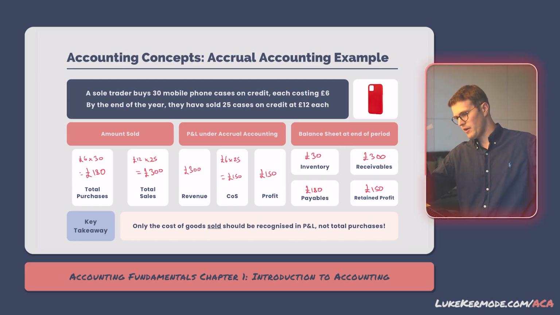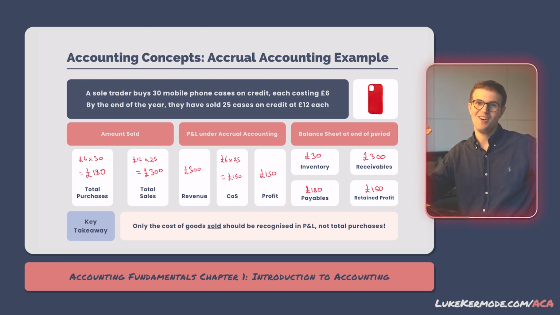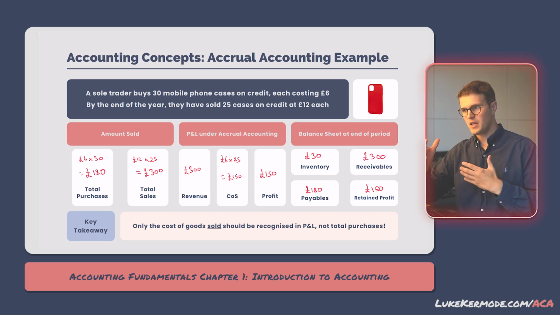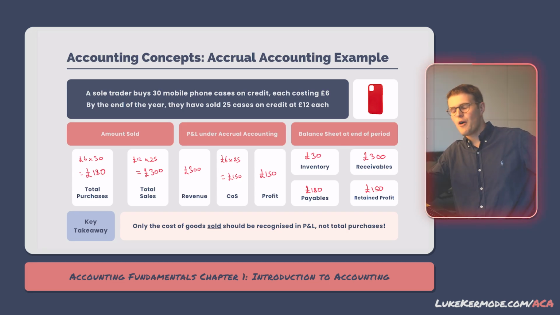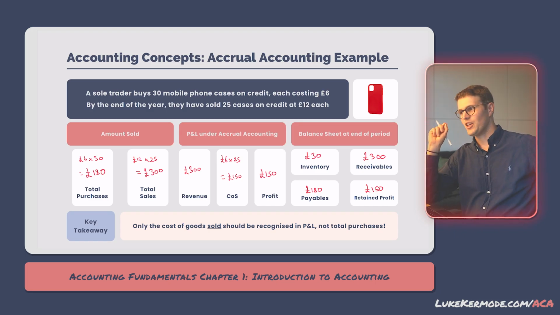So what's the key takeaway from this example? Only the costs of goods actually sold during the period should appear on the income statement, not total purchases. That's how accrual accounting gives us a fair and accurate view of the performance for the period. However, what happens at the end of the period if the business is no longer deemed to be a going concern?